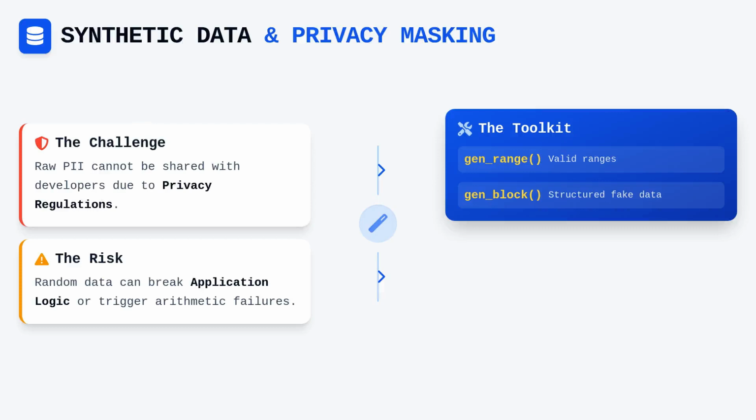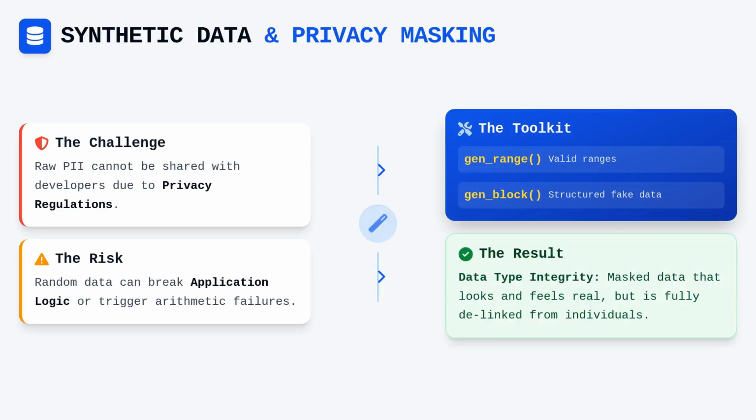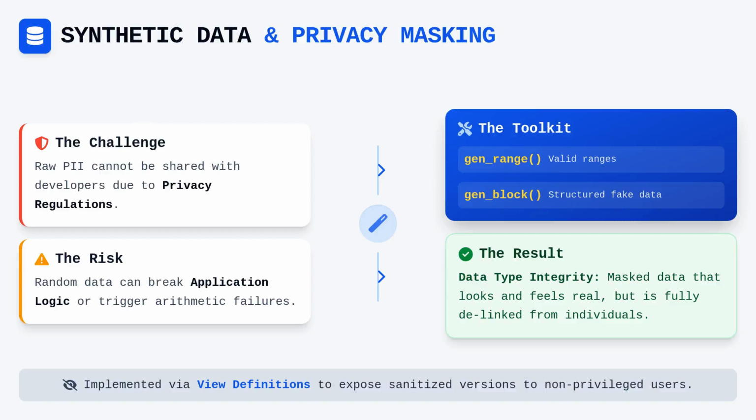For instance, if you are masking an age field, it is important that the generated value still reflects a valid integer range. Otherwise, your application logic might fail or trigger invalid arithmetic operations. This is where data type integrity becomes critical, as the goal is to make the masked data look and feel as close to the original as possible while being entirely delinked from the actual individuals in your system. By using these functions within view definitions, you can expose a sanitized version of your database to non-privileged users, ensuring they can work with the interface while the underlying PII remains safely masked.